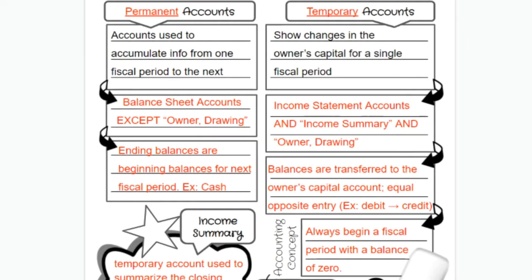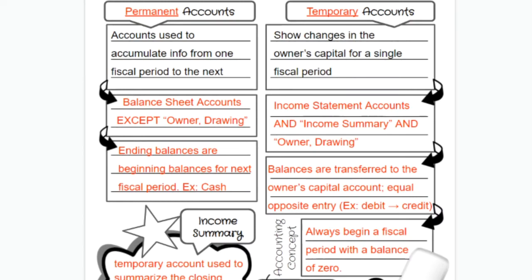On the right, we have temporary accounts, and these show changes in the owner's capital for a single fiscal period. This includes income statement accounts and the account title income summary and owner drawing. Now, what happens here is the balances are transferred to the owner's capital account using an equal opposite entry.